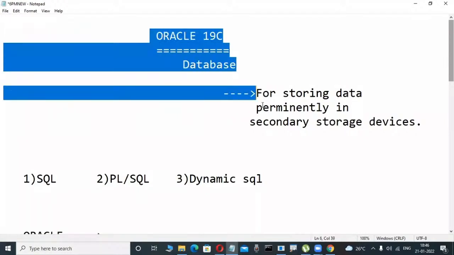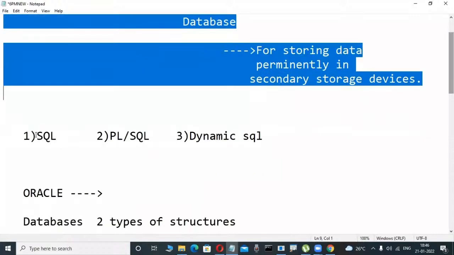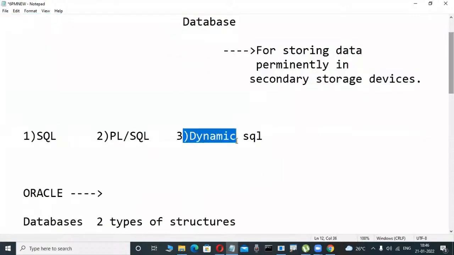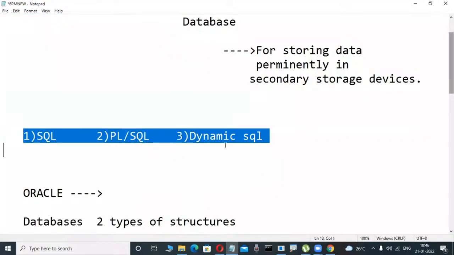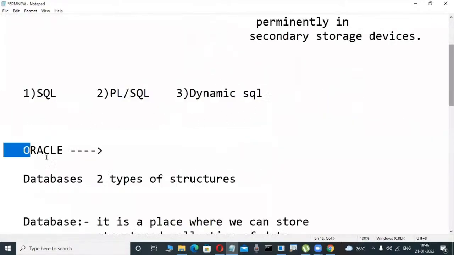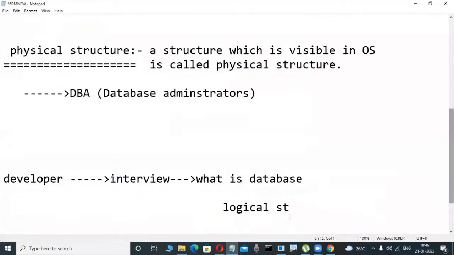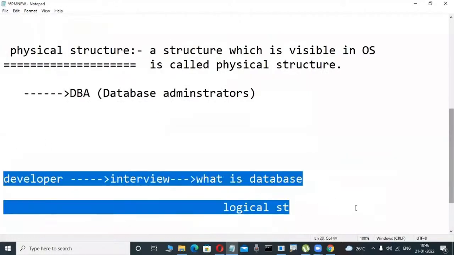If you want to operate this Oracle software, we are using SQL, PLSQL, and dynamic SQL languages. Anywhere we learn an Oracle course, they tell only these three things. Okay? Yes, that is a very small thing I'm telling. Okay, fine.